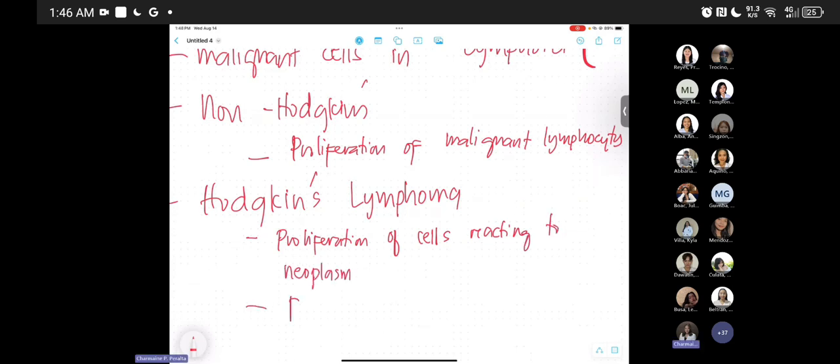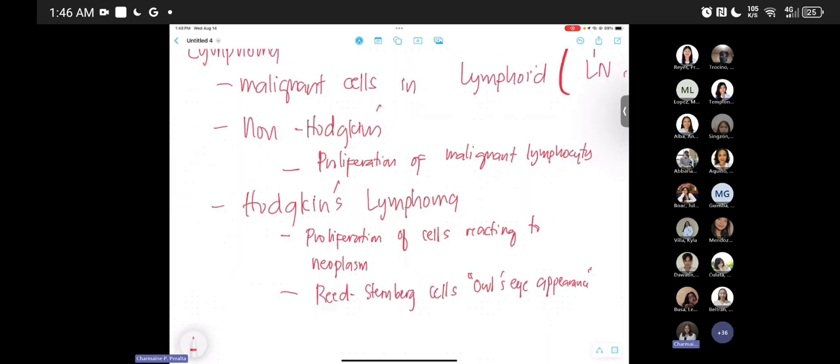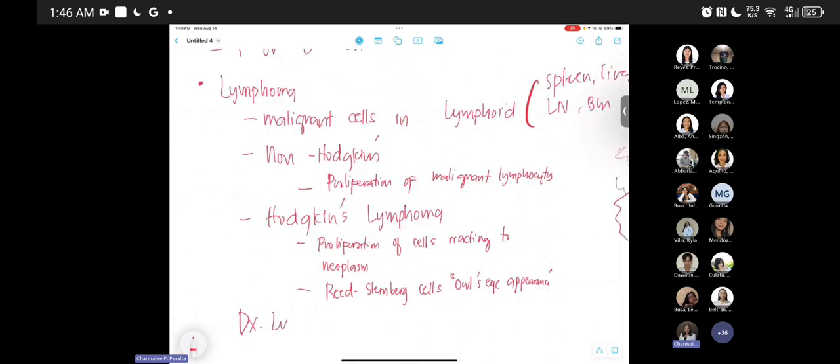Dito, nakakakita tayo ng tinatawag na Reed-Sternberg cells na merong owl's eye appearance. So sa Hodgkin's lymphoma, tandaan nyo na lang yung keyword, merong Reed-Sternberg cells. So ano yung itsura ng Reed-Sternberg cells? Owl's eye appearance. So ang diagnosis dito, sa dalawang to, is lymph node biopsy.